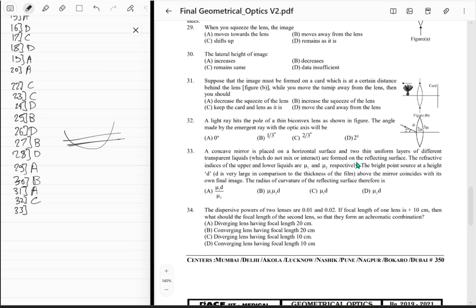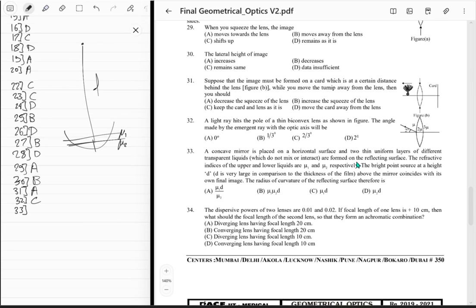And the refractive index of the upper and lower liquids are mu1 and mu2. So this is mu1 and this thing is mu2, right? The bright point source at a height h, d is very large compared to the thickness of the film. Yeah, whatever. So right, that's d. The mirror coincides with its own image. Oh, that's important, I guess. The radius of curvature of the reflecting surface therefore is.